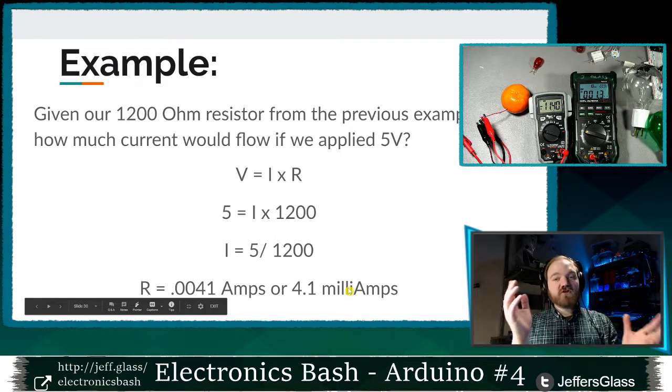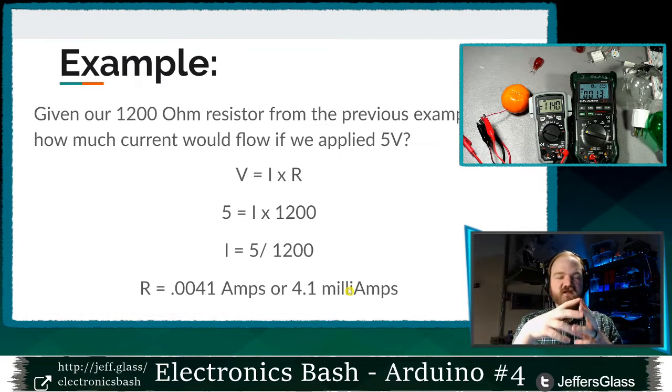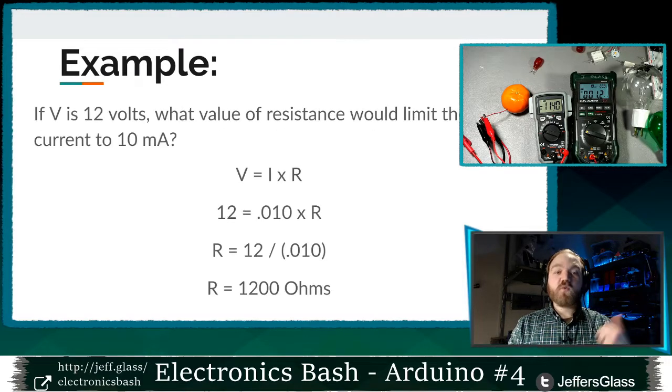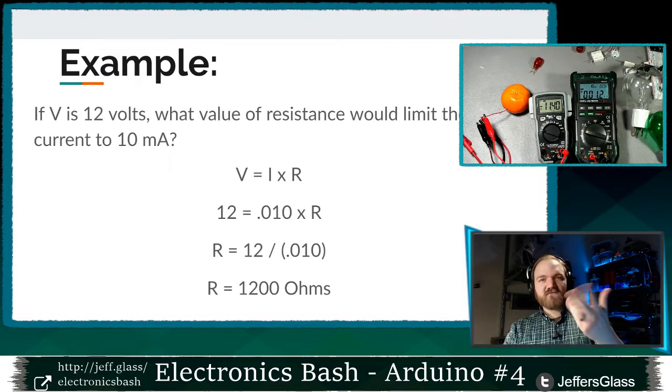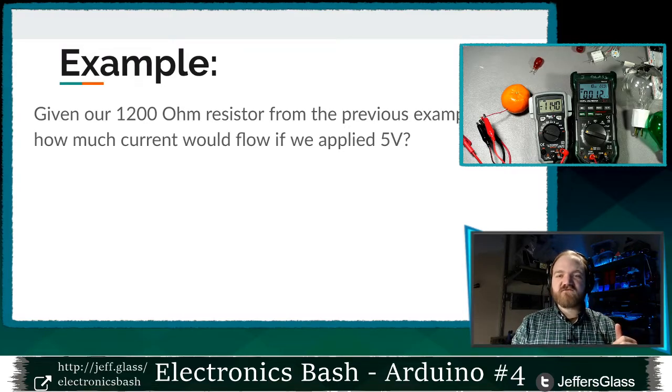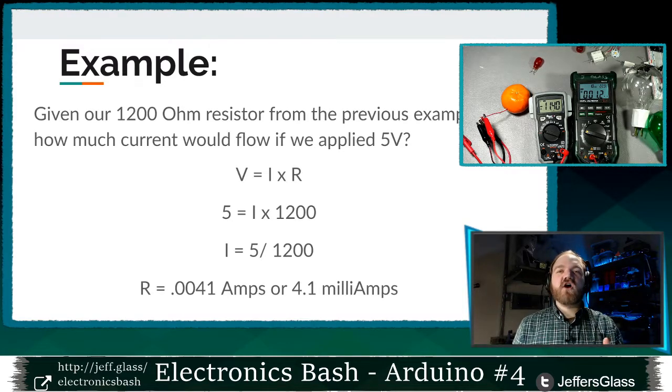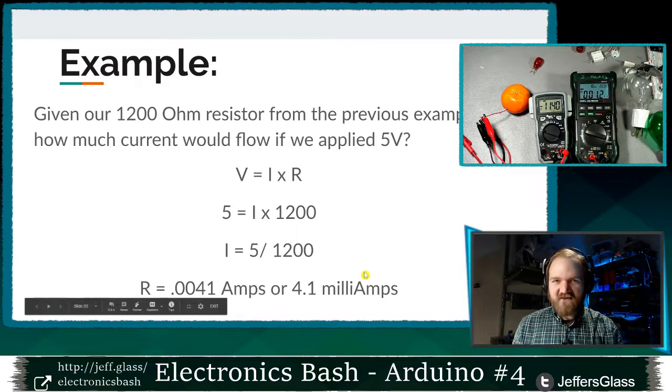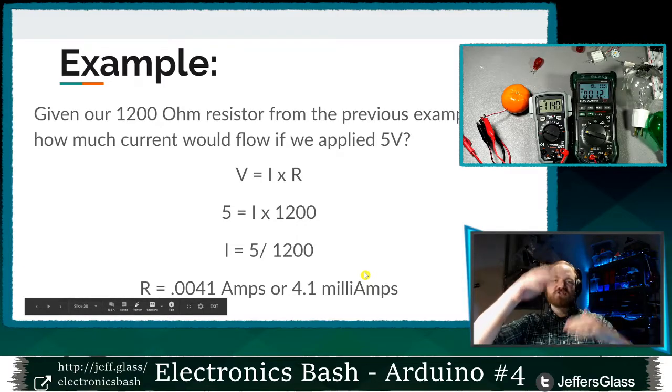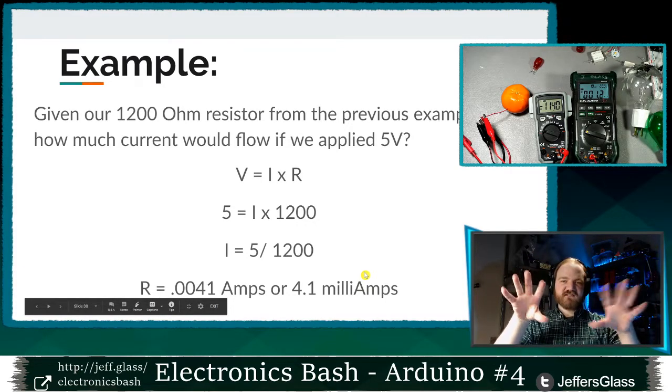So this 1200 ohm resistance, this medium-sized resistor, as we might think of it, when we put 12 volts across it, gave a 10 milliamp current. When we reduced that voltage by a little more than half, our current shrunk by a little more than half. You can sort of see how this linear relationship between voltage, current, and resistance starts to play out.